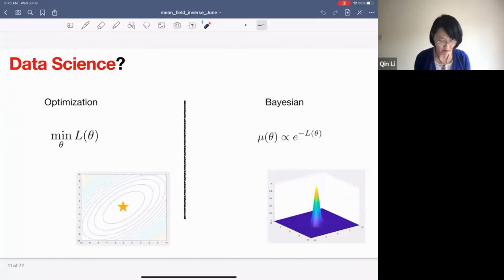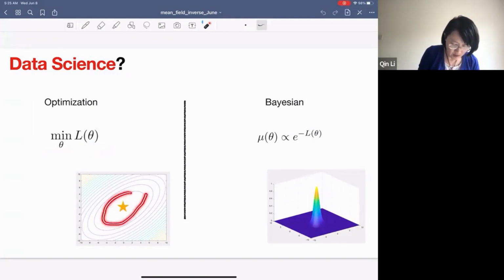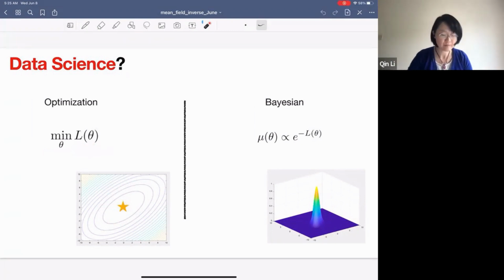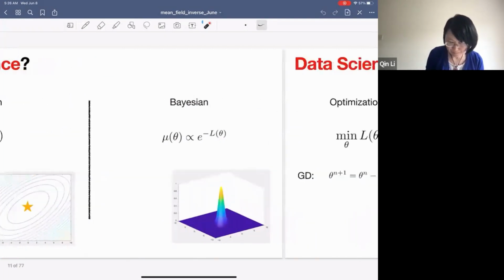I have a plot to demonstrate this. On the left, we have the optimization problem. This is a contour of the loss function. We're looking for one particular configuration, and at this particular configuration, my loss function is minimized. And once you find this point, from the optimization perspective, the job is done. But Bayesian asks for slightly more. It not only asks for the point where the loss function is minimized or maximized, it also looks for the whole profile of the theta distribution. So this contains slightly more information.